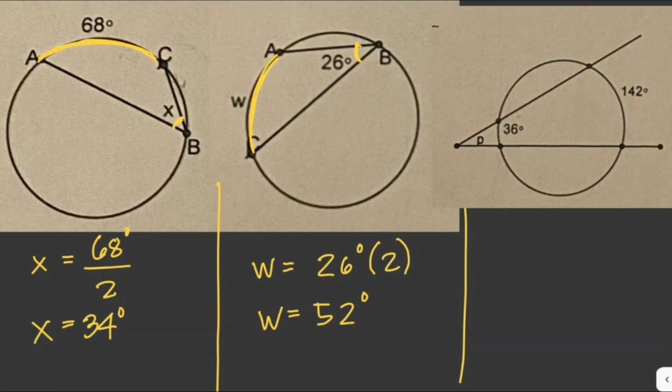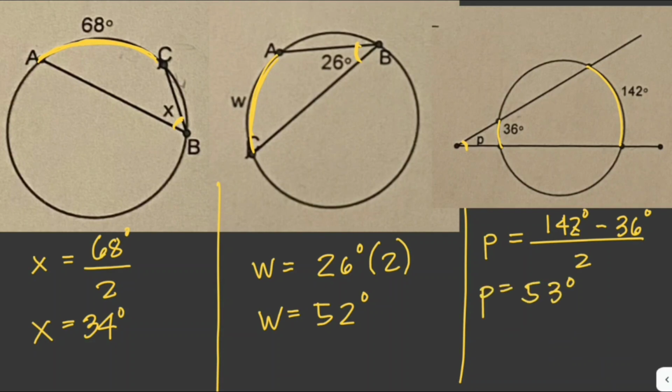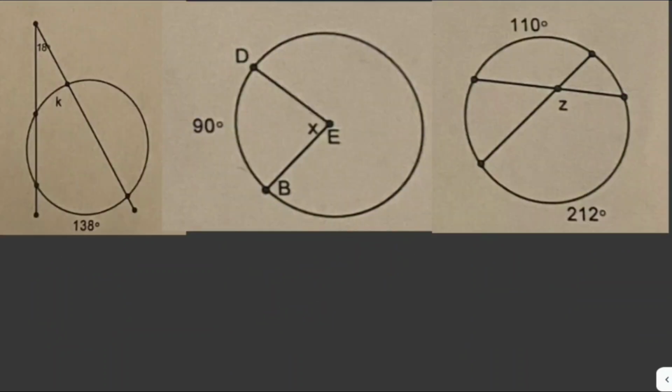And then the next figure, we're given the major arc, which is equal to 142 degrees, and the minor arc, which is 36 degrees. We solve for the exterior angle. To solve for the exterior angle, that is the major arc minus the minor arc divided by 2. So that would be equal to 53 degrees. So that means the exterior angle P is just 53 degrees. Okay, let's solve some more here.